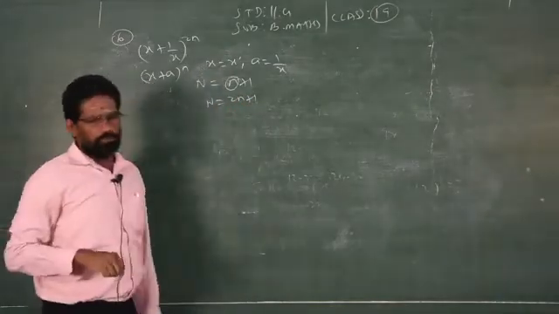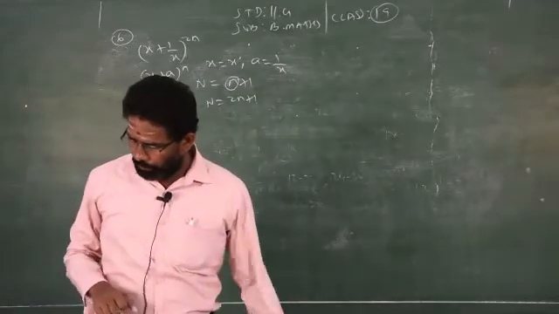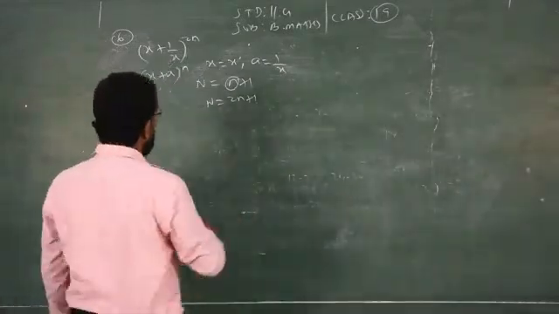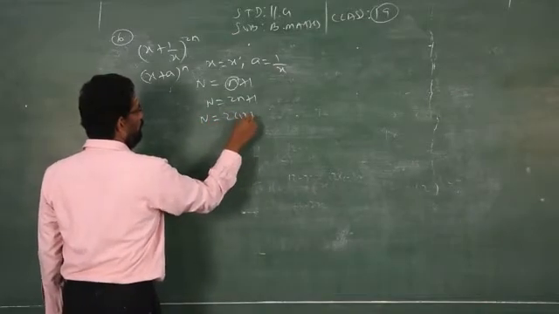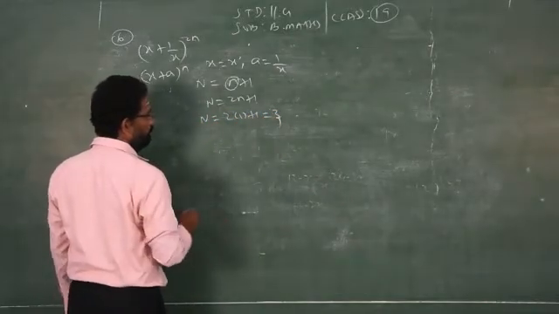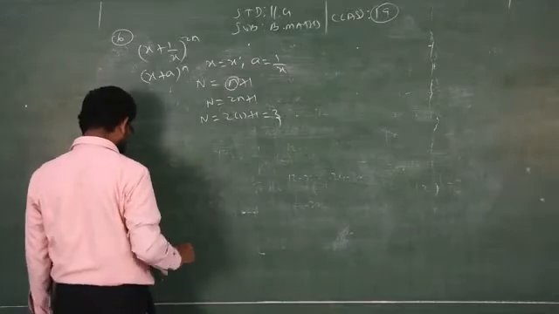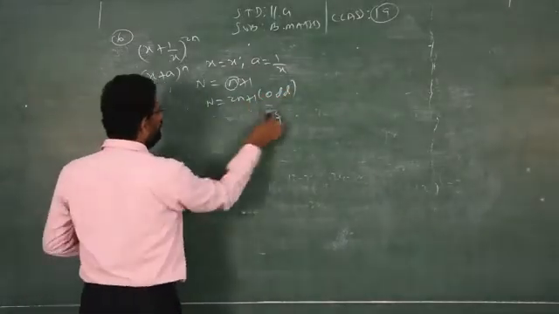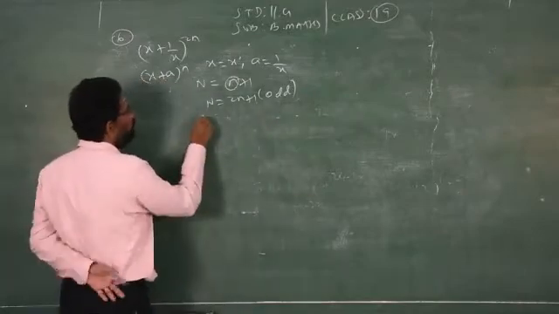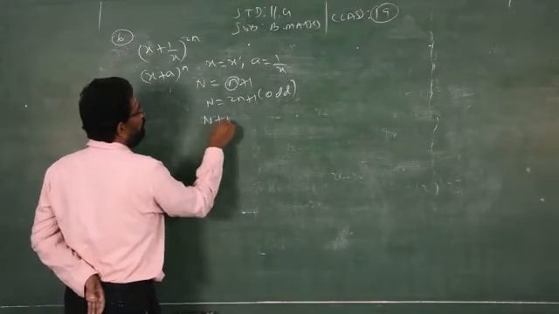But you should find out whether it is an even number or an odd number. How do you find out whether it is even or odd? If you replace small n by 1, my answer is 3. So I got the odd number. Therefore, it is odd.